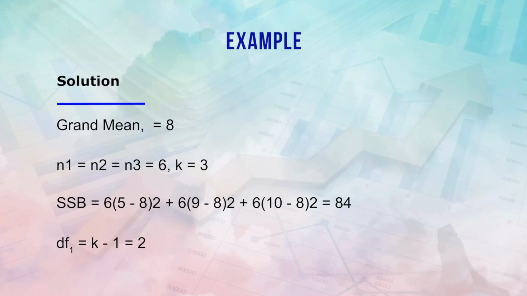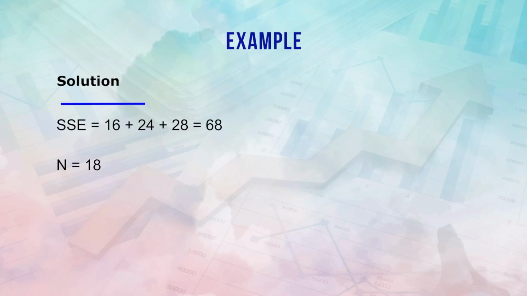So, we first calculate this SSB, the sum of squares between groups, because this basically denotes the variability among the groups, the variability between the groups. So, we can denote it by SSB as well. That comes out to be 84, and the degrees of freedom is k minus 1, k is 3 in this example, so it's 2. We calculate SSE also.